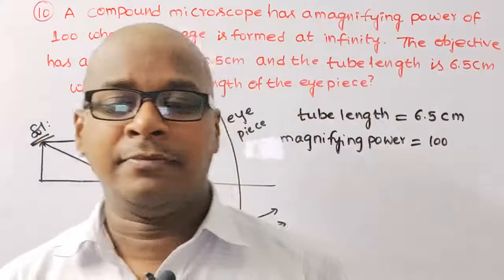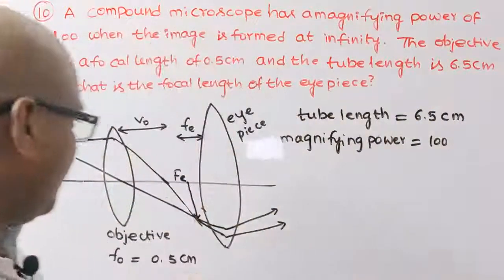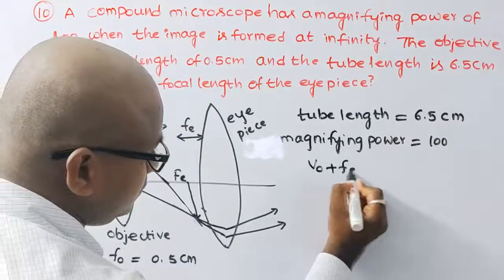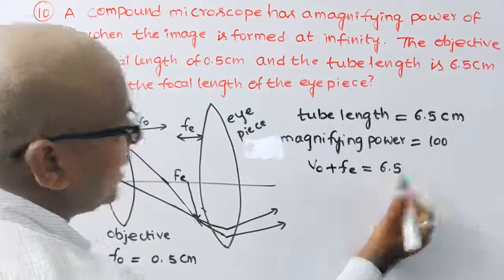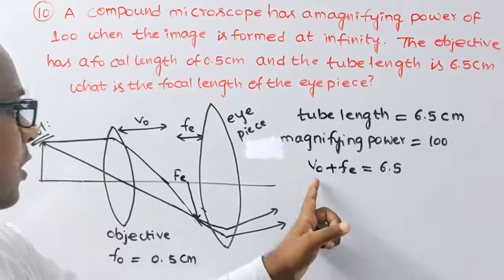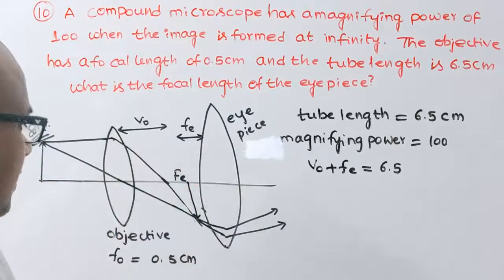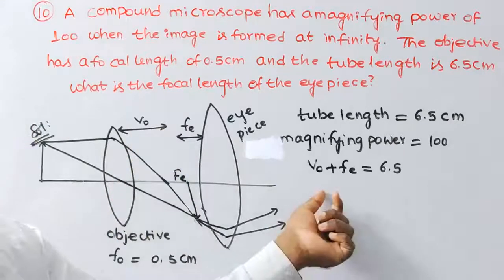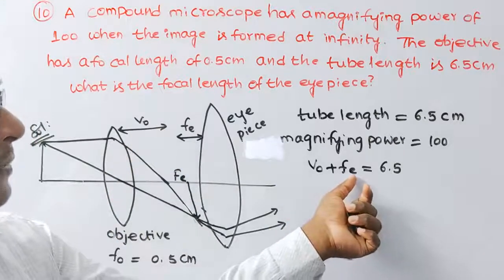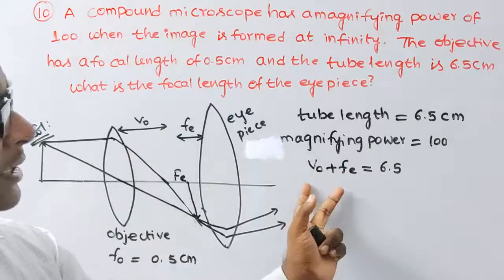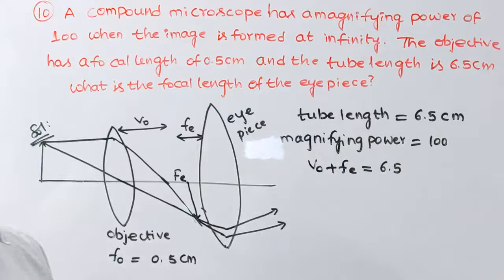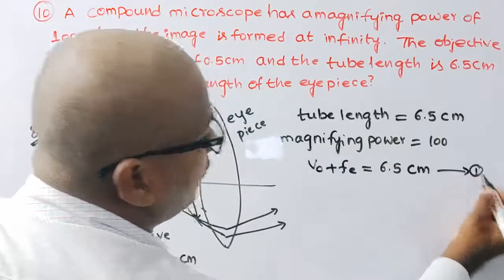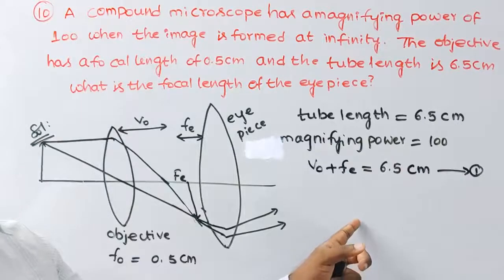Next, V0 plus FE is equal to the tube length. Okay, this is the tube length. V0 plus FE is equal to 6.5, where V0 is the image distance for the objective, plus the focal length of the eyepiece. The total is the tube length, equal to 6.5 centimeter. This is equation number 1.